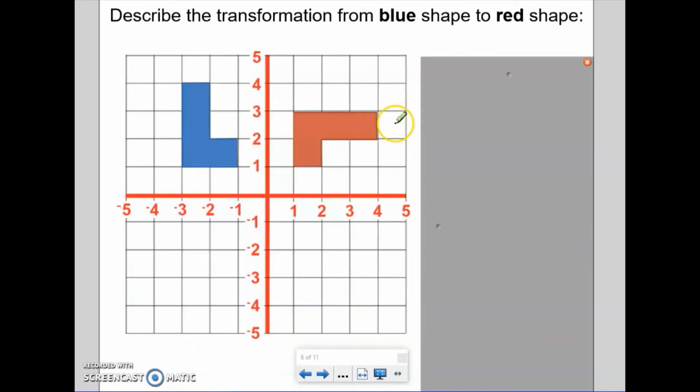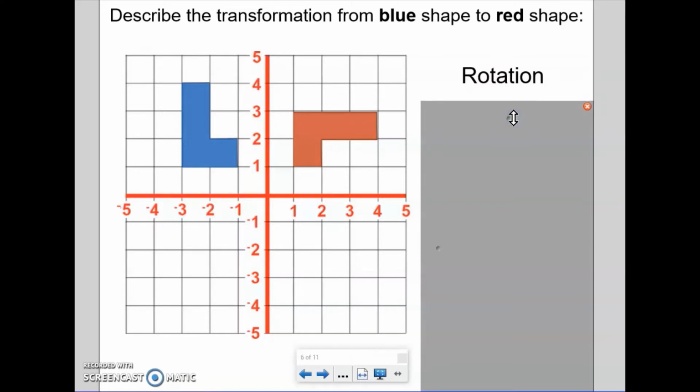In this example, we are still trying to get from the blue shape to the red shape. What transformation has taken us from the blue shape to the red shape? So this time you can see the orientation of the red shape is a bit different. So that is suggesting that the transformation I'm applying is a rotation.